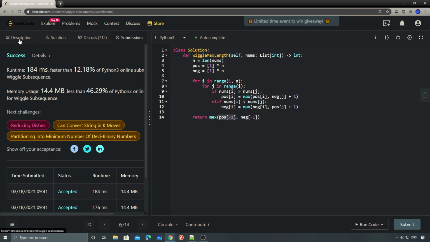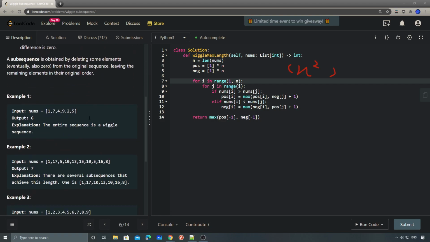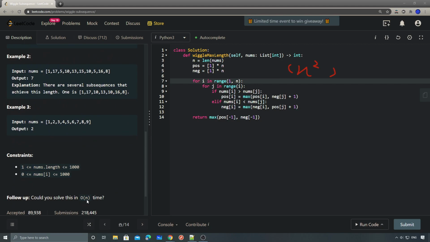Okay, cool. So for this one, as you guys can see, this is an n square time complexity, because for each i, we loop through from 0 to i again. And then here's a follow-up: can we solve this within O of n time?